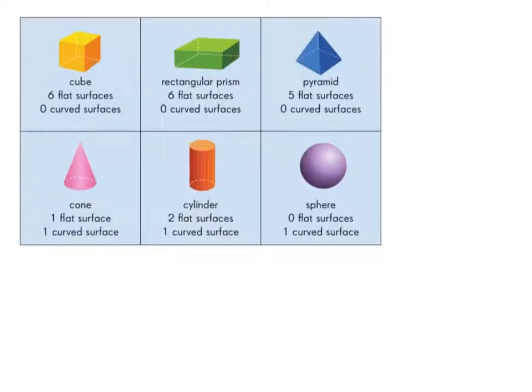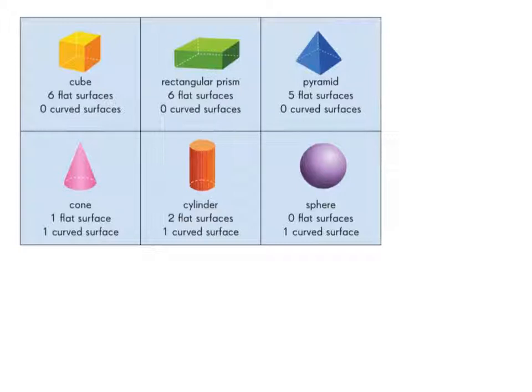Finally, before we delve in depth into prisms and pyramids, let's review some of the basic three-dimensional shapes. These solid shapes can include flat surfaces or curved surfaces. A cube has 6 flat surfaces. A rectangular prism also has 6 flat surfaces. A pyramid has 5 flat surfaces.